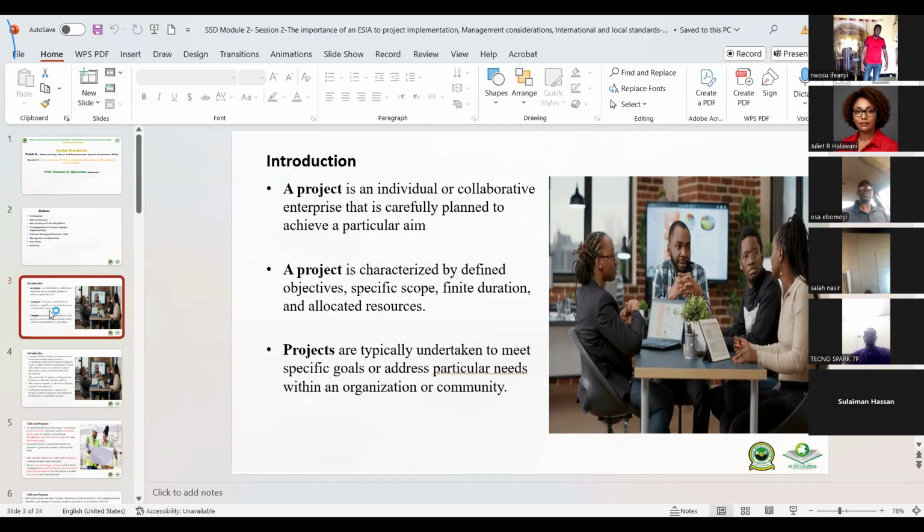I love this definition in the sense that it has defined objectives, and when we looked at those ESIA objectives, it has a specific scope, it has an area of coverage, it has finite duration. It's very, very important as a project manager that your project will last for you.